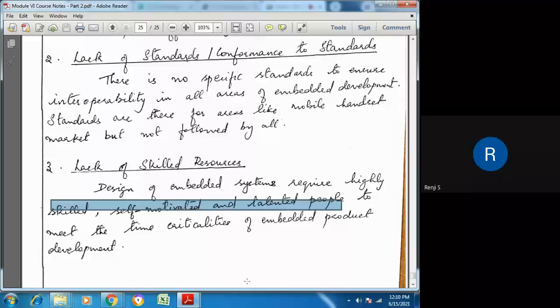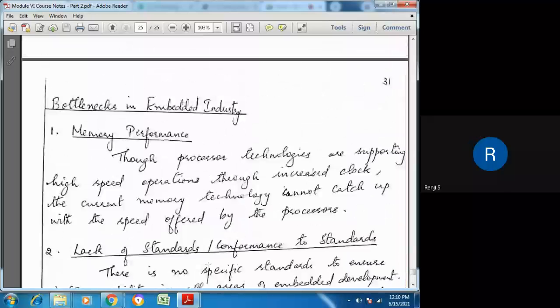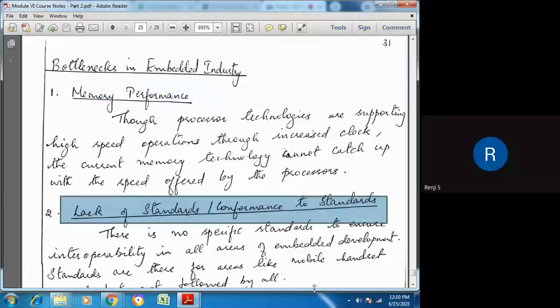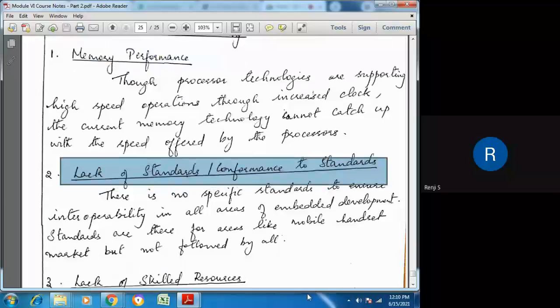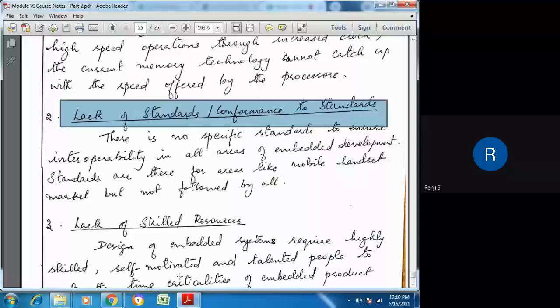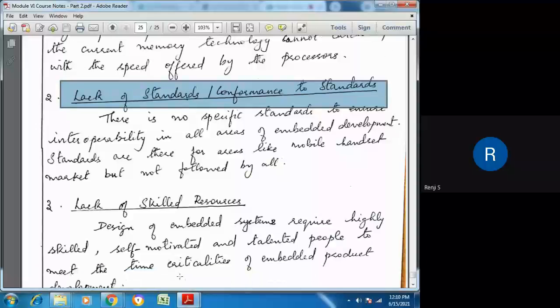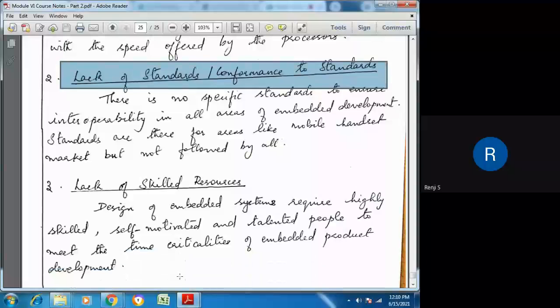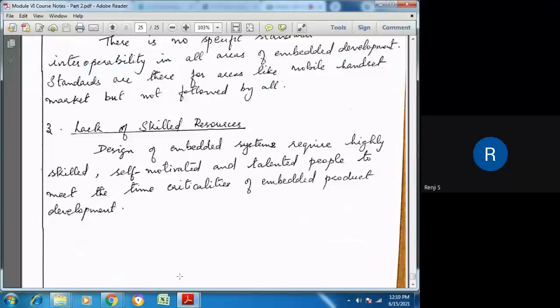So these are the three bottlenecks faced by the embedded industry. One is memory performance: memory cannot catch up with processor speed. Second, lack of standards or conformance to standards: standards are not defined for all areas of embedded development, except for a few areas like the mobile handset market. Third, lack of skilled personnel: self-motivated or talented people are not available. This hinders the development of time critical products, that is, those products that should be developed within a particular time.